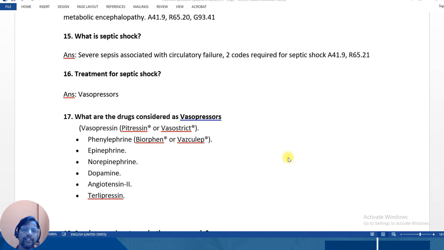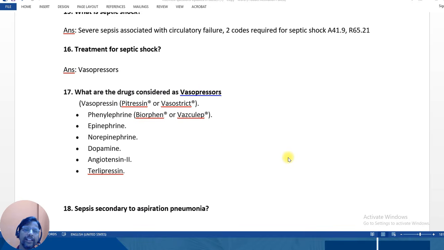What is septic shock? Severe sepsis associated with circulatory failure is called septic shock. If you want to code for septic shock, you need to code two codes. The first one is sepsis A41.9 and then R65.21.